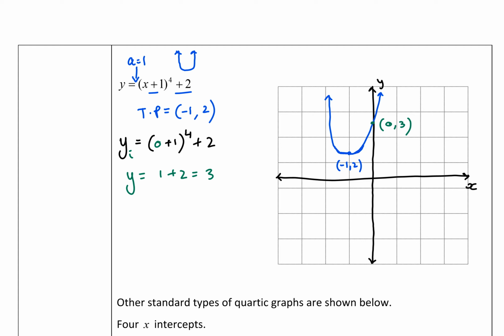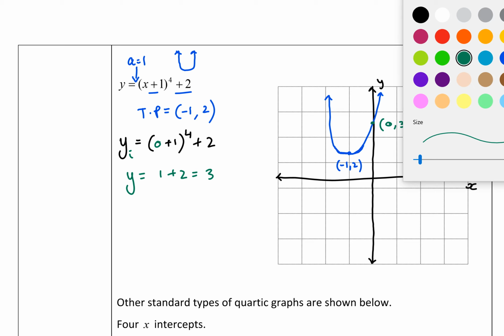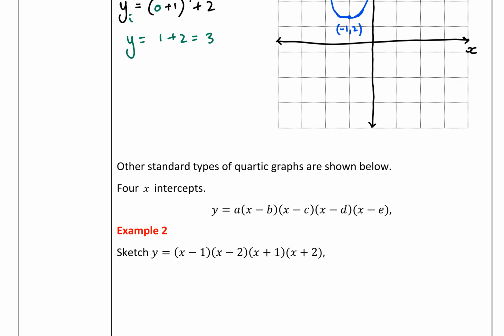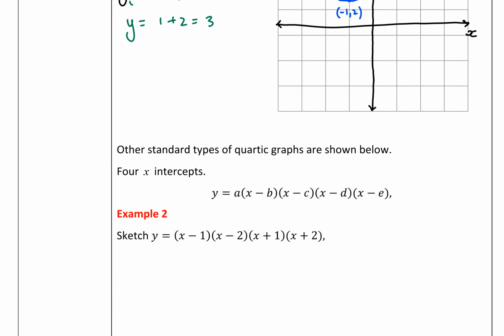And that's about it. The only thing we'll need to do is label our graph y equals x plus 1 to the 4 plus 2. So we can see that there is another form of a standard type of quartic graph. So another standard equation looks like this.